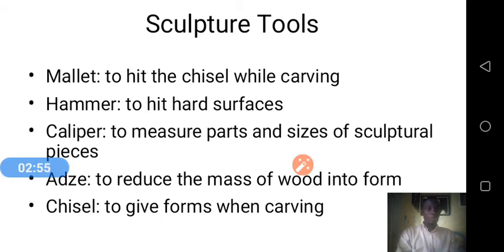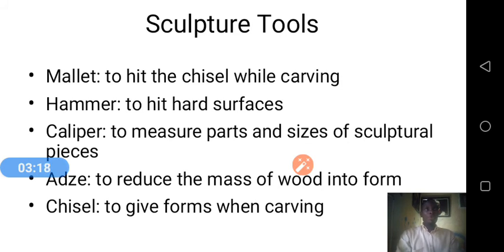Number four, the adze. It is used to reduce a mass of wood into form when carving. Number five, chisel. The chisel is used to give forms when carving. It's used to chop off unwanted parts of a mass of wood when carving.